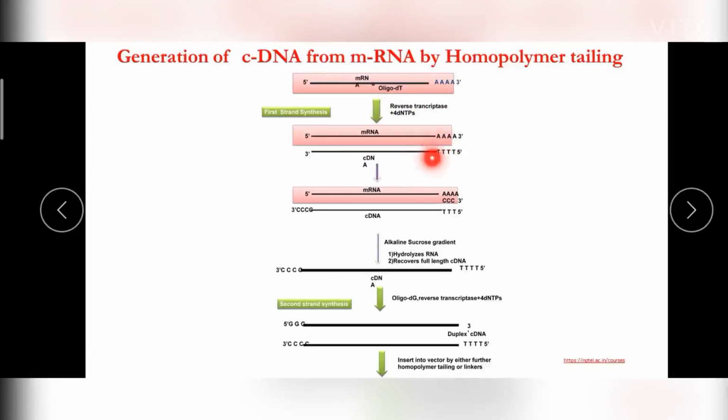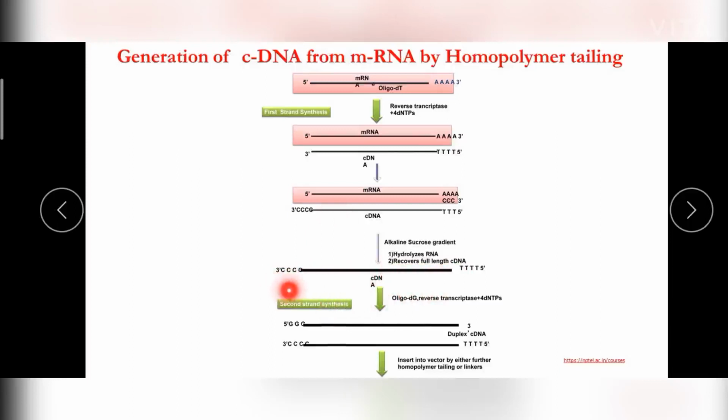Here the poly T tail is acting as a primer and the chain extension will occur. The cDNA is complementary to that of the mRNA. Later, when you subject it to alkaline hydrolysis, the mRNA is removed and you will be getting a single stranded complementary DNA.